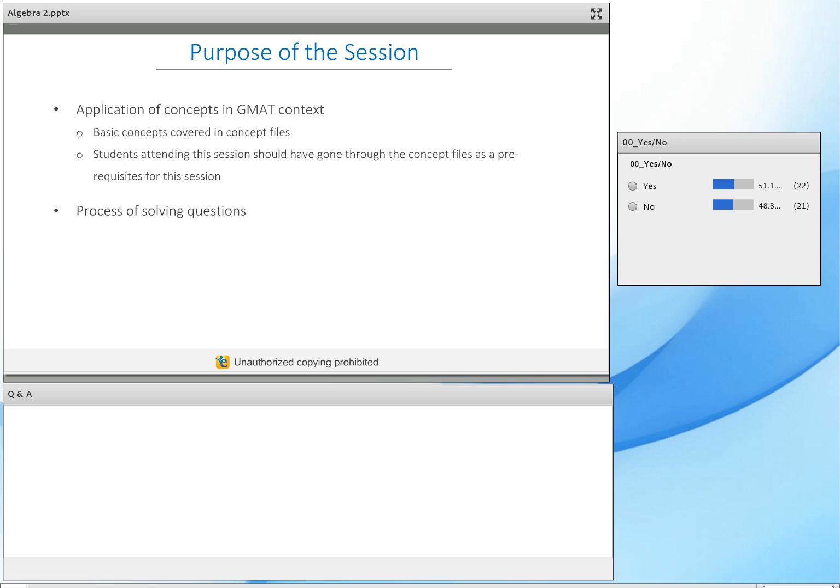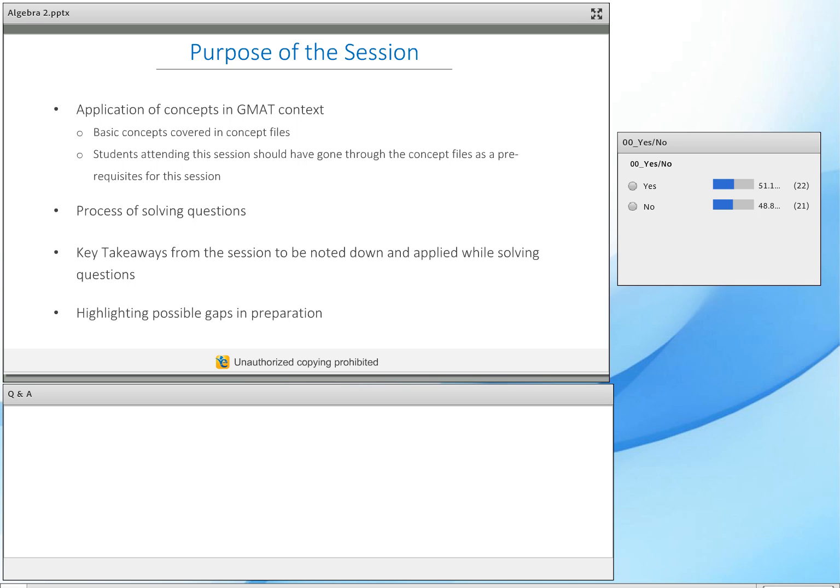Okay, so that's one thing. The second thing, we're going to focus on the process of solving questions. So even if you're not clear on a certain concept, just take that at face value and focus on the application part, because that's what I'm going to be teaching you in this session. And I want you to note down all the key takeaways, whether they are from a conceptual standpoint or from a process standpoint, okay, so that you know exactly how you want to prepare after this session, okay? And I am going to be highlighting certain gaps in your prep, so definitely make a note of that, okay?